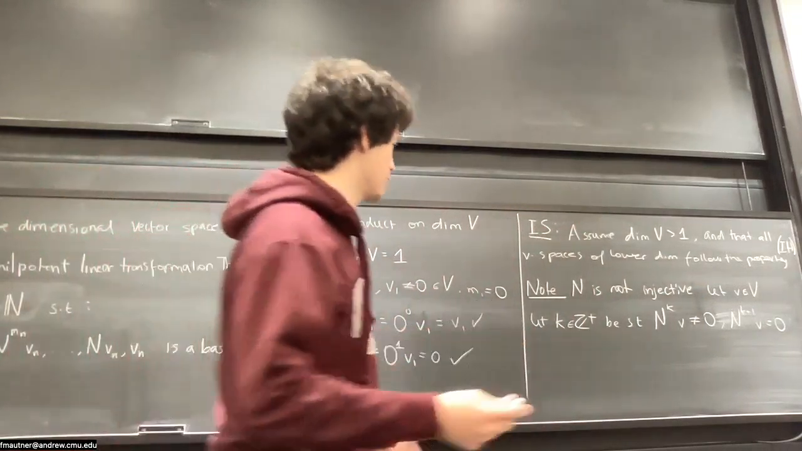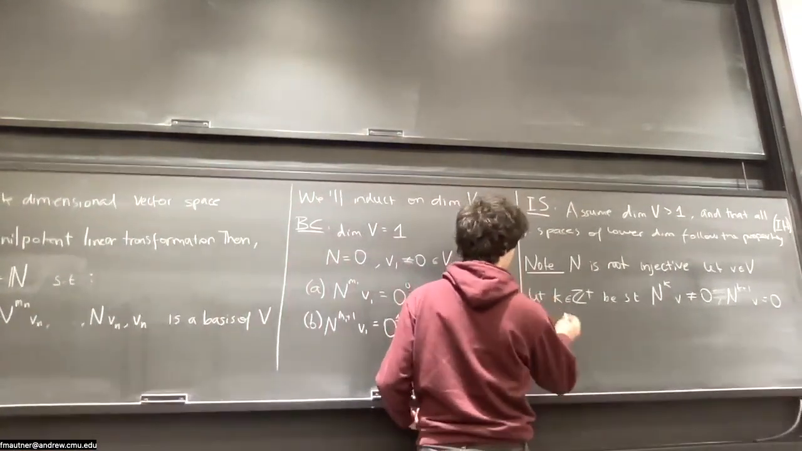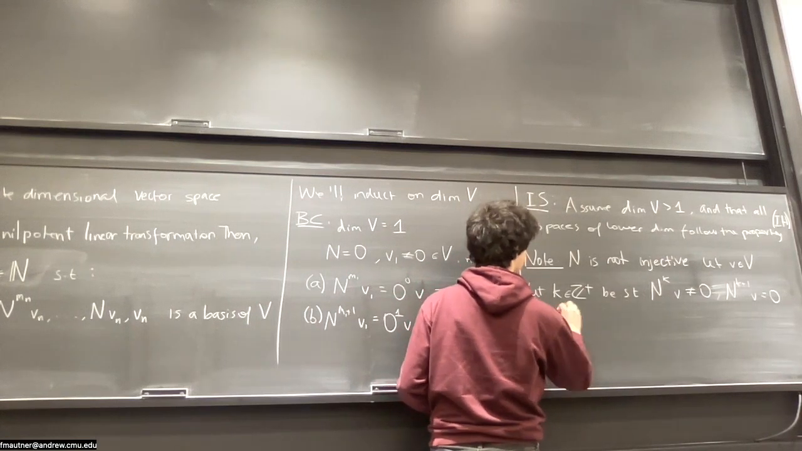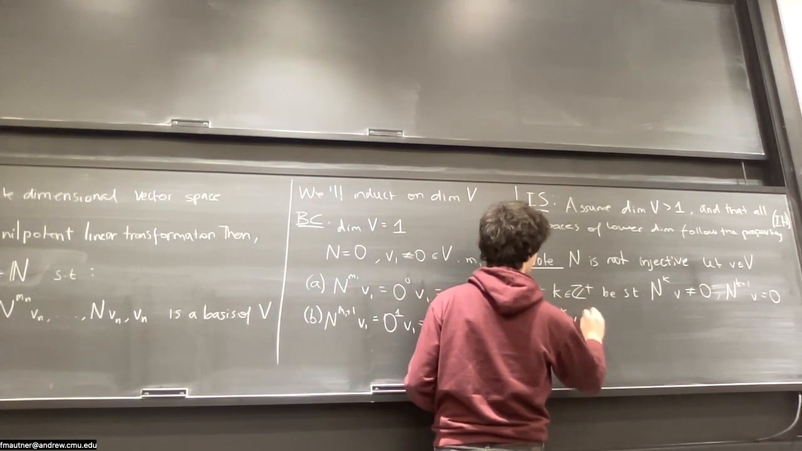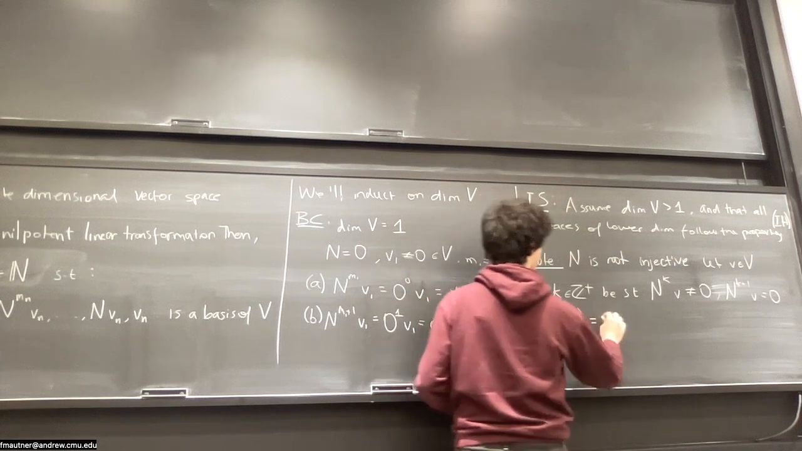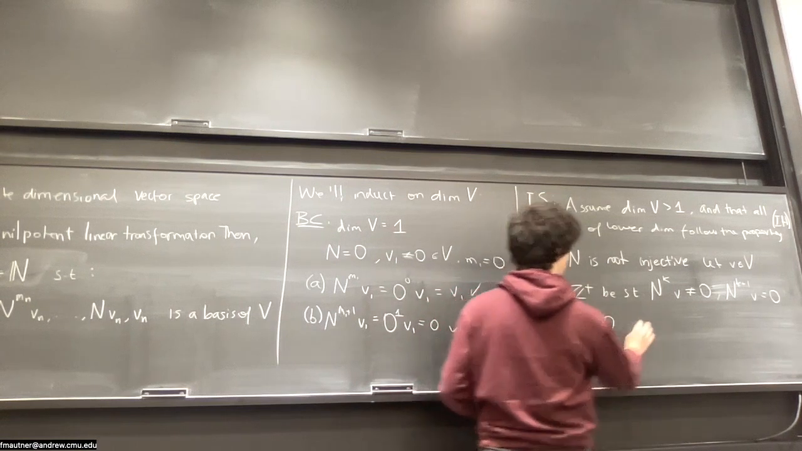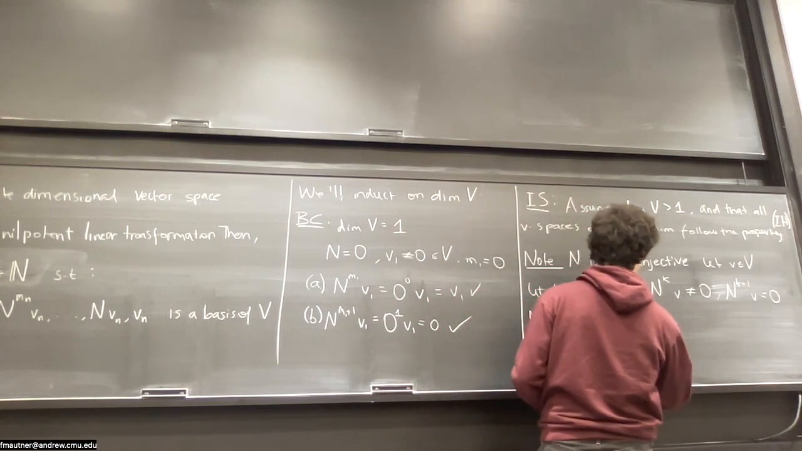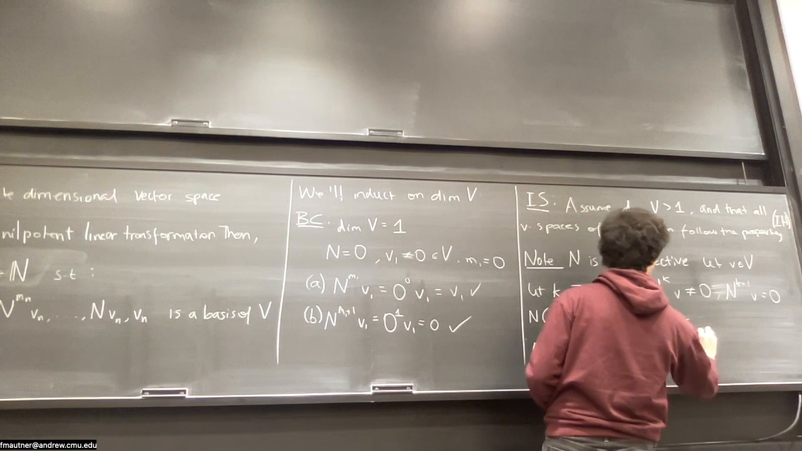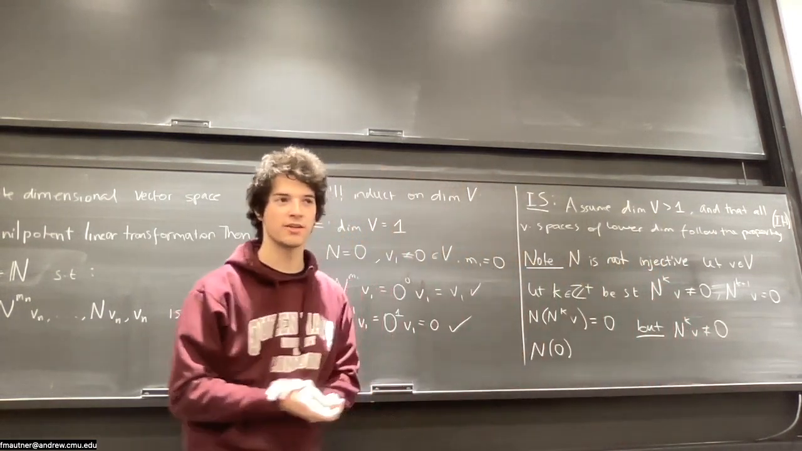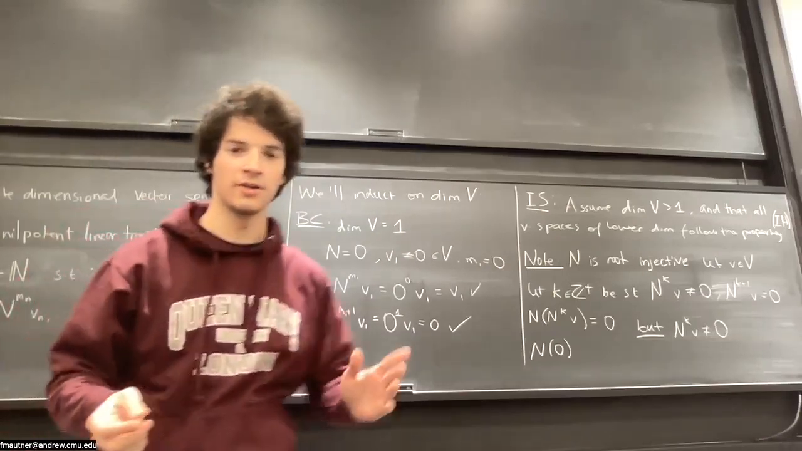And now to show that it's not injective, we quickly note that n applied to n to the k v is equal to 0, and so is n applied to 0, but n to the k v is not equal to 0. Therefore, the map cannot be injective. So that's the first thing we get out of there.